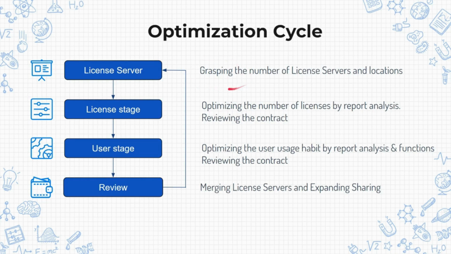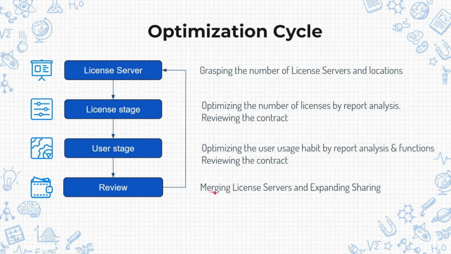So you have to understand your system deployment chart first, and then you can deploy OpenLM software to get the license usage report analysis. So the first stage is the license. Optimize the number of licenses by OpenLM report analysis, and then you can review the contract. And the next stage is user level. So you can optimize user usage habits by report analysis and OpenLM functions. And then you can review the contract. And then finally, you can review the license server's deployment location.